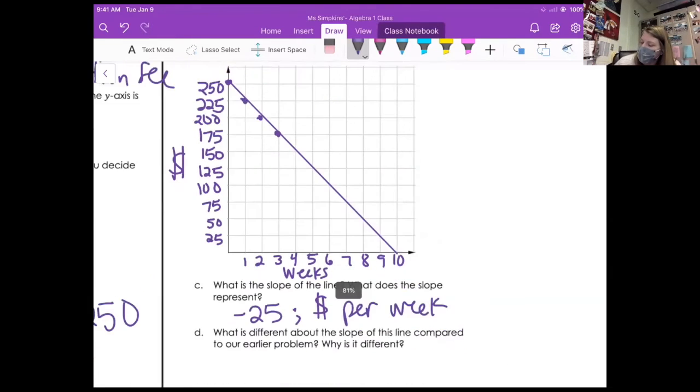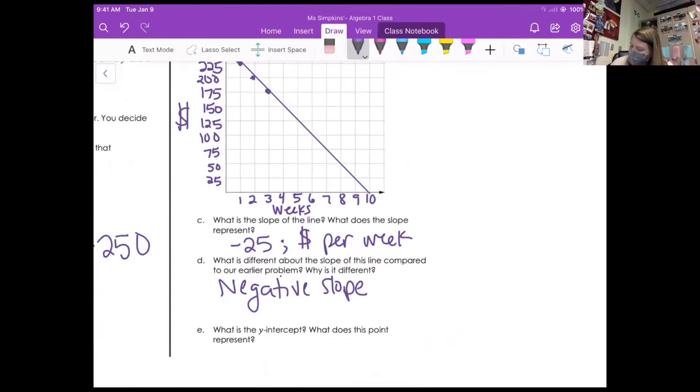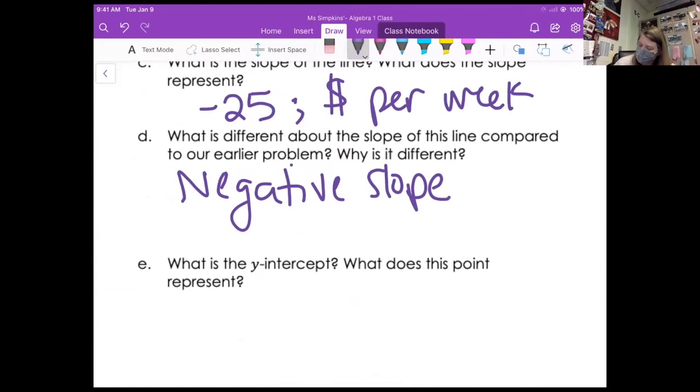What's different about this slope than this previous problem? It's negative, right? Yeah, it's going down or it's negative. Okay, and then the last question, what is the y-intercept?